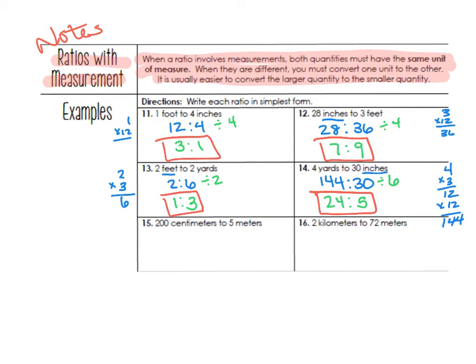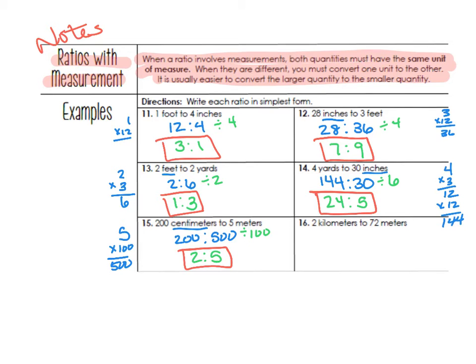Let's do centimeters to meters. Centimeters is our smaller one, so I'm going to do 200 to 5 meters. There's 100 centimeters in each meter, so that gives me 500. That's my correct ratio, but let's simplify it. I'm going to divide by 100. It's going to make it real easy. 2 to 5. There is my ratio in simplest form.